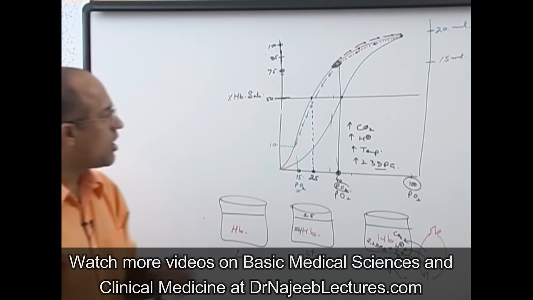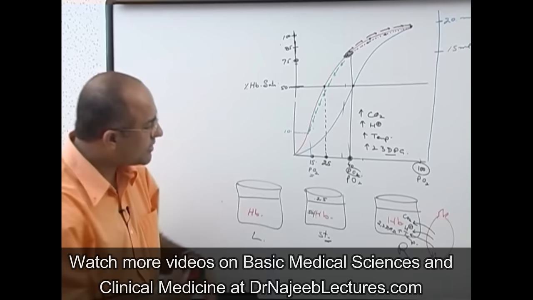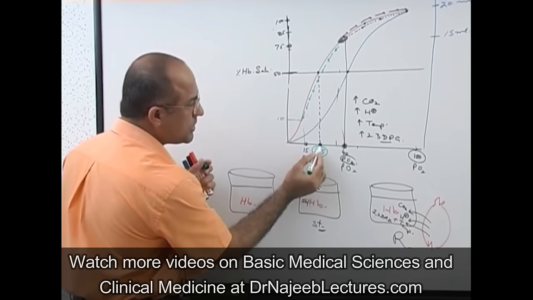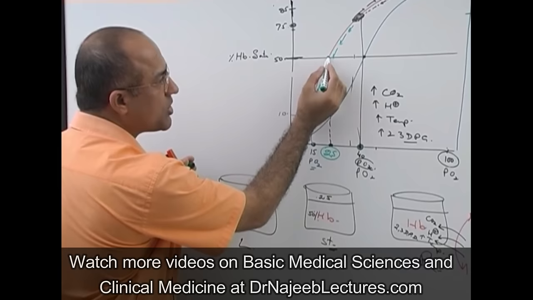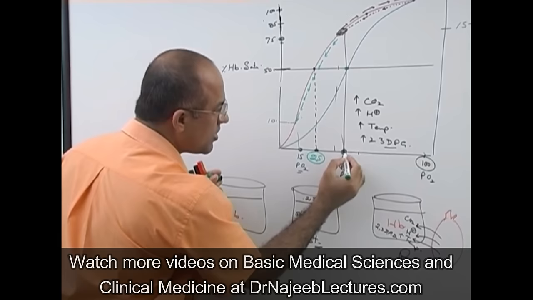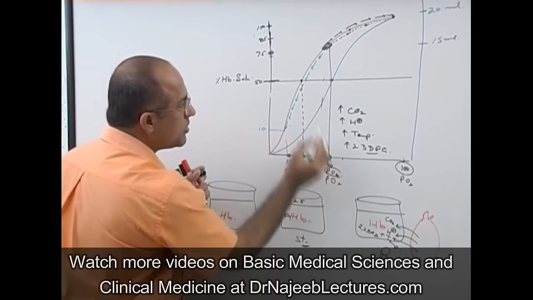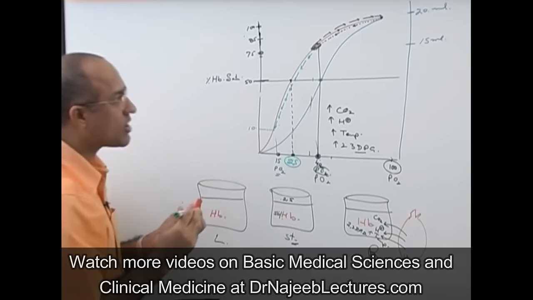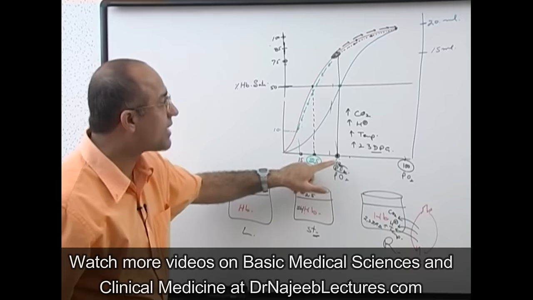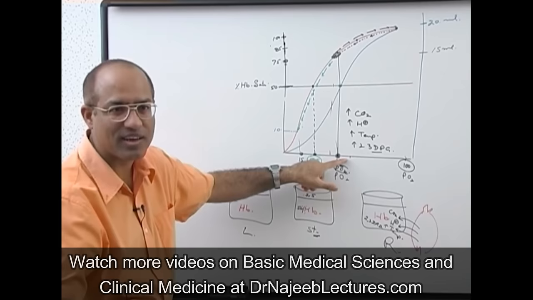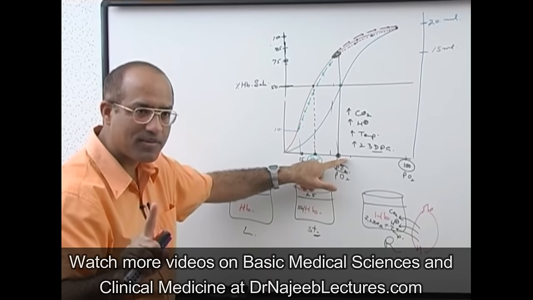Opposite to that, another thing, this was P50, you remember? For normal, P50 was 25 millimeter of mercury. At 25 millimeter of mercury, half was saturated, half was desaturated. Now P50 is 40. That right shifted curve has 50% saturation at what pressure? 40. It means the right shifted curve delivers 50% oxygen at higher pressure. It means it is a better dissociator, better donor. Is that right? Am I clear?